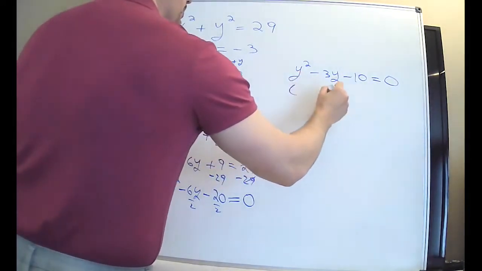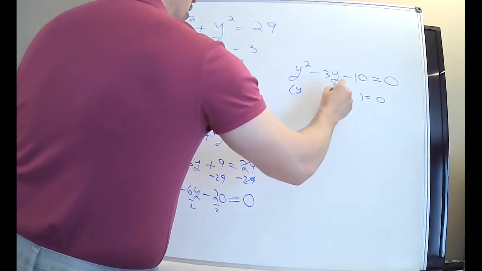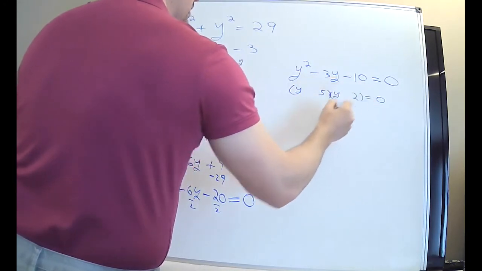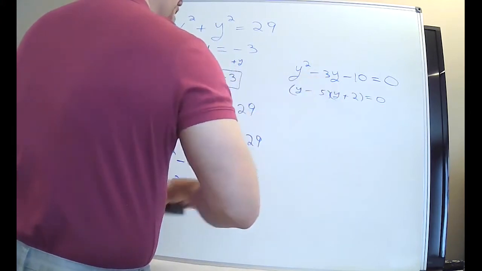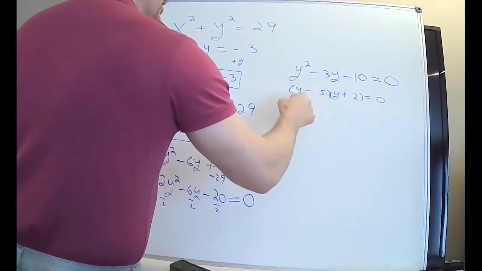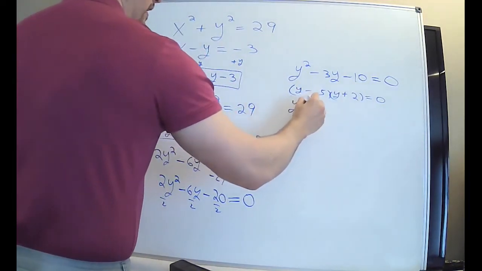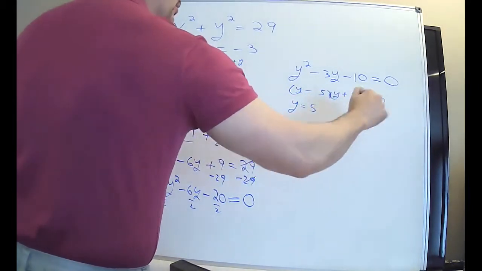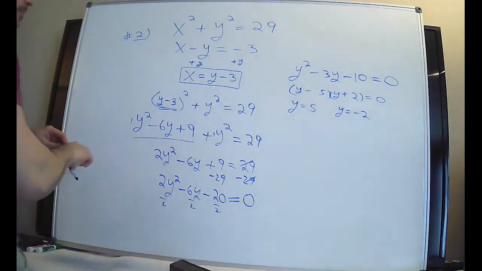Now, keep going. Remember, I'm solving for y this time. So I'm going to use 5 and 2, right? And then negative and plus. Negative 5 plus 2 is negative 3 when you add them together. And when you multiply them, you get negative 10. So here you get y minus 5 equals 0. So y is 5. Y plus 2 equals 0. You get negative 2.